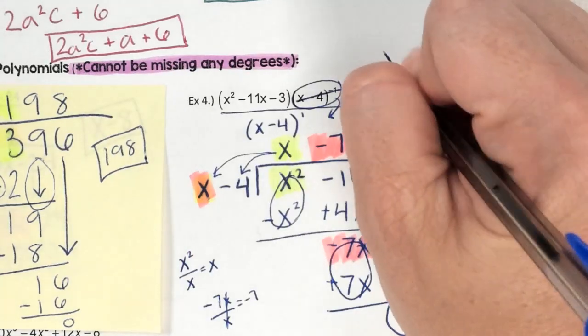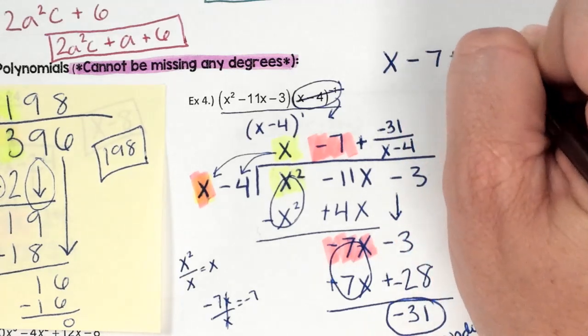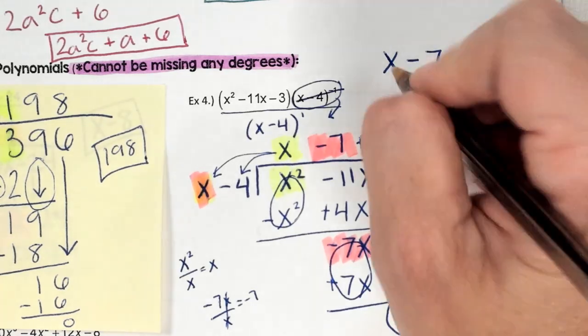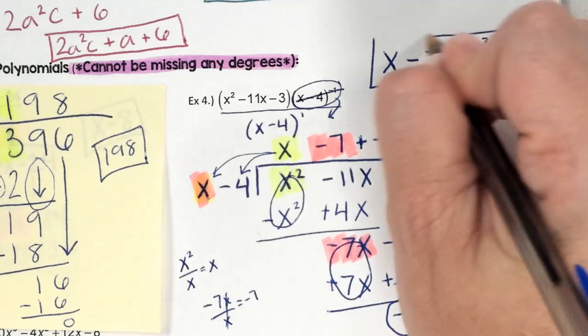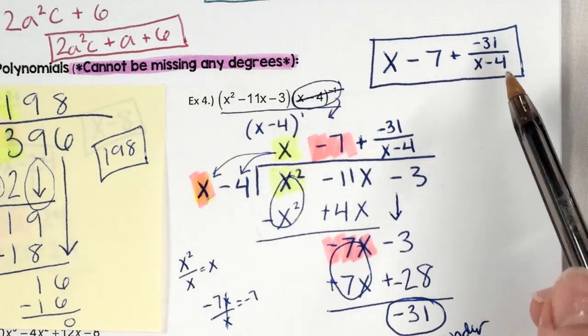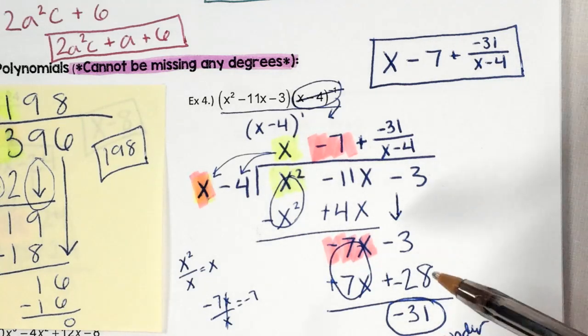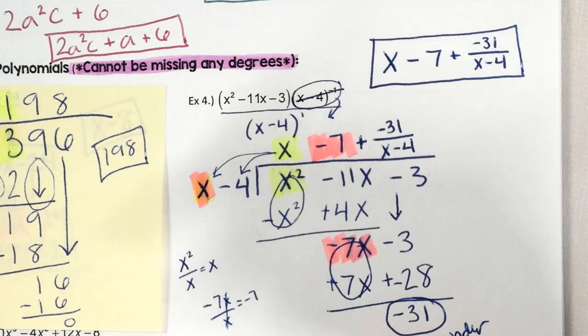So our final answer here is x minus 7 plus negative 31 over x minus 4. Now, technically you could have just made this a minus and not had that negative there. The reason I say that, you'll see on the next one, it's just easier to always do plus and then keep the sign with it so you don't make any tiny mistakes. Any questions so far? Okay, let's look at the last one.